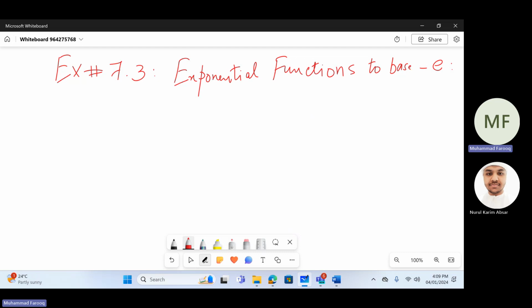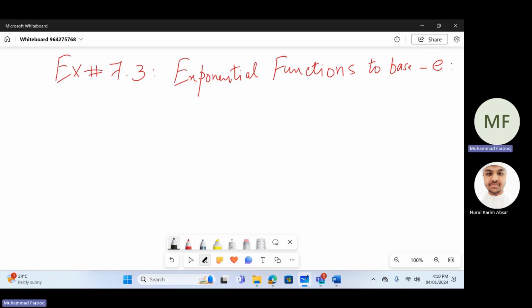You cannot directly integrate 2 power x. No. E power x, yes, we can. Right? Okay, so before we go with the differentiation, let me show you first of all the rules. How you differentiate base e exponential function.